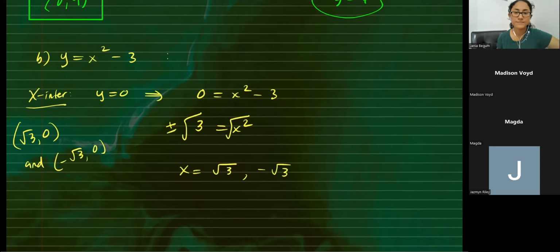Okay. I'm sorry, where do you get the 0 from? I set y to 0. That's why the y coordinates are 0. Makes sense.